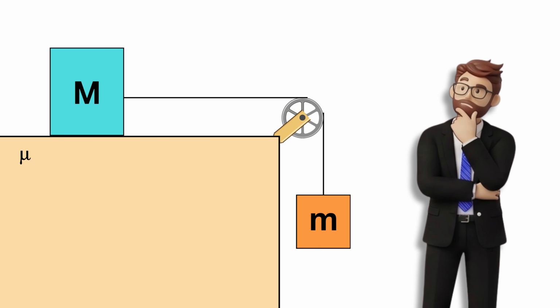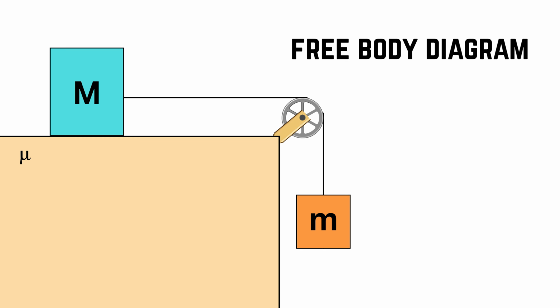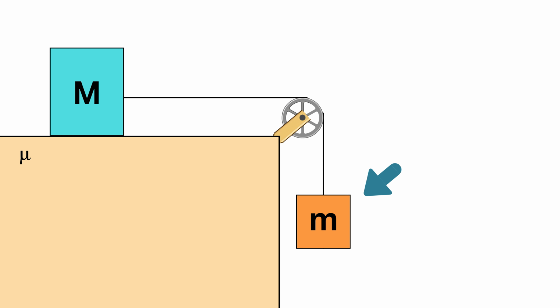To analyze the forces, we first draw the free body diagram for each block separately. First, let's look at the hanging block, small m. It has a downward force from its weight, which is small m times g. It also has an upward force from the tension, T, in the rope.